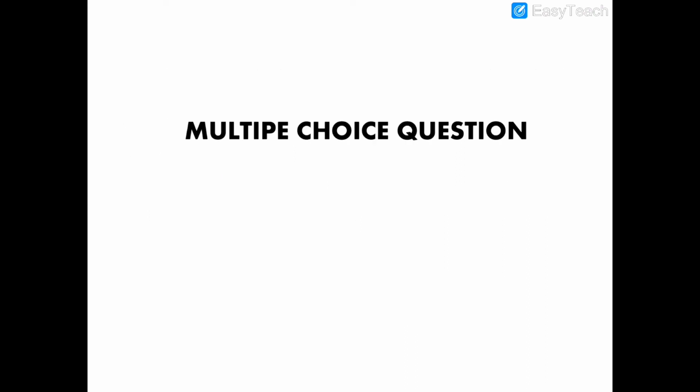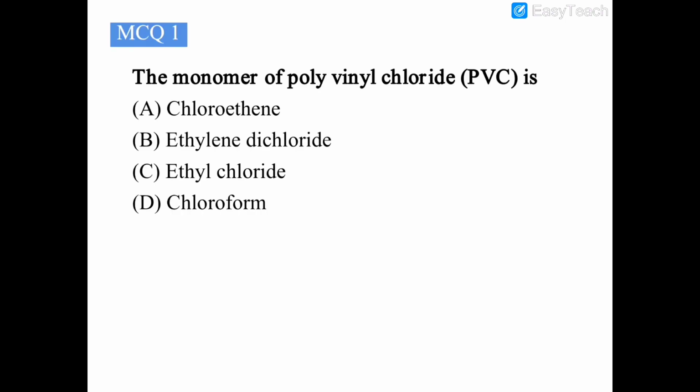Then we are going to discuss some multiple choice questions about PVC. The first question: the monomer of polyvinyl chloride is A. Chloroethene, B. Ethylene dichloride, C. Ethyl chloride, D. Chloroform. The answer is option A, that is chloroethene. It is also called vinyl chloride.